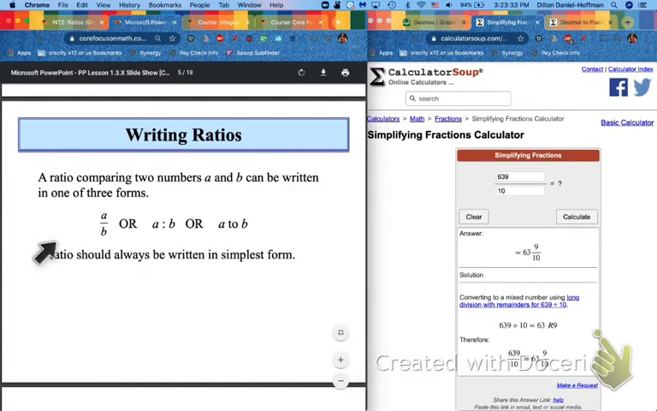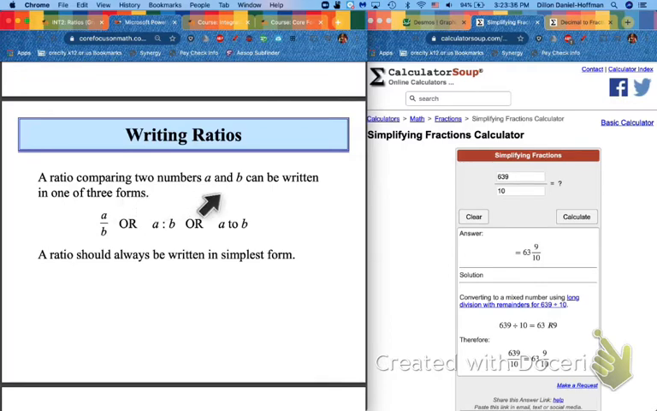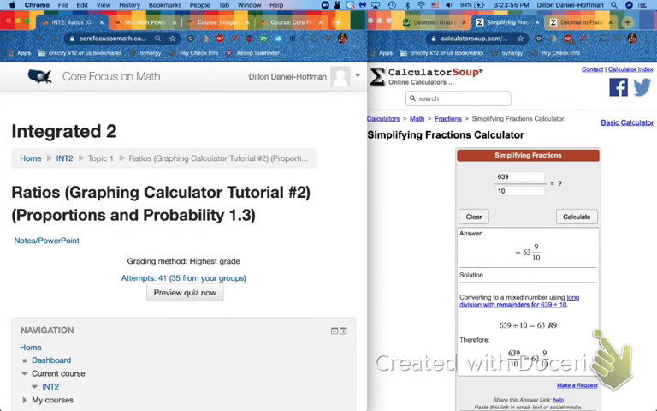It says, a ratio comparing two numbers a and b can be written in one of three forms: a over b with a fraction bar, or a colon b, or a to b with the word to. A ratio should always be written in simplest form, which is why we have our simplest form calculator up on the right. With that, let's dive right into it and look at number one.